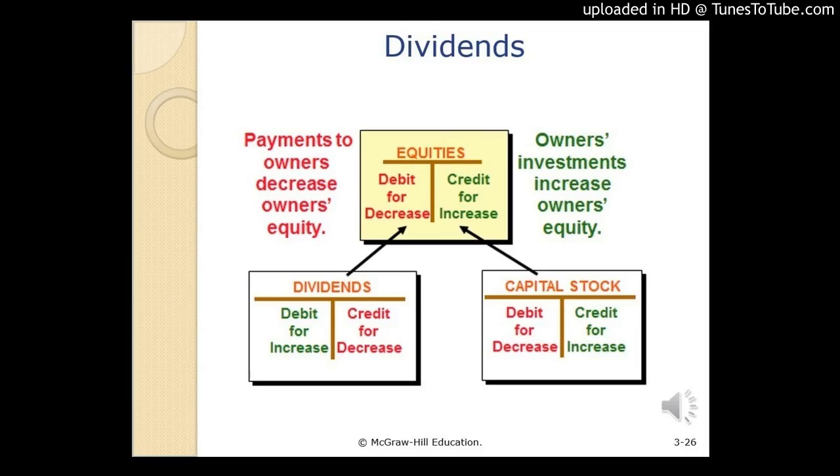How do we account for dividends? Dividends is what I mentioned before of when a company decides to reward their investors by paying out a share of their equity in cash or in capital stock. So we're back at the equity account here. It's credited to increase it and debited to decrease it.